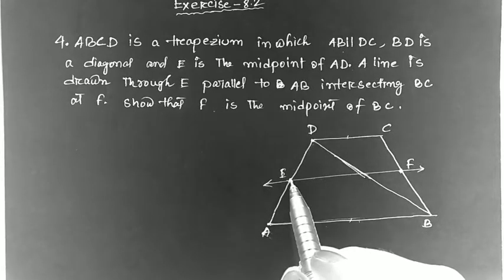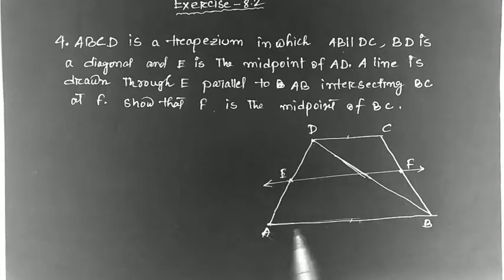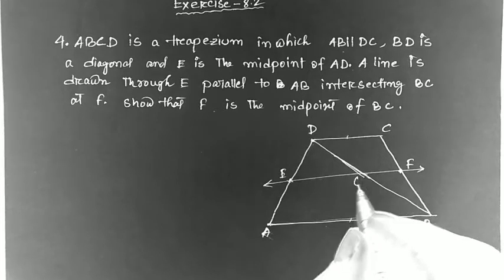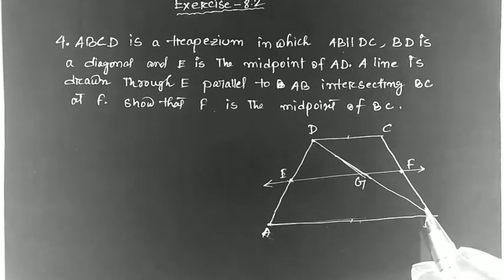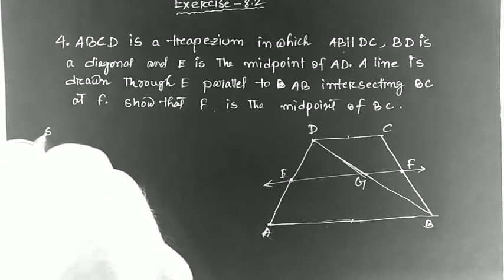We are given E is the midpoint of AD. Now we have to prove that F is the midpoint of BC and EF is parallel to AB. Suppose this intersecting point is G. So first of all we have to write what is given.